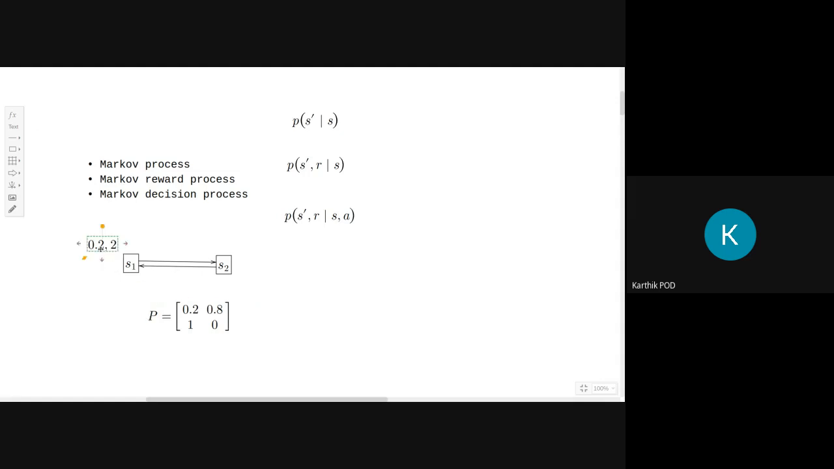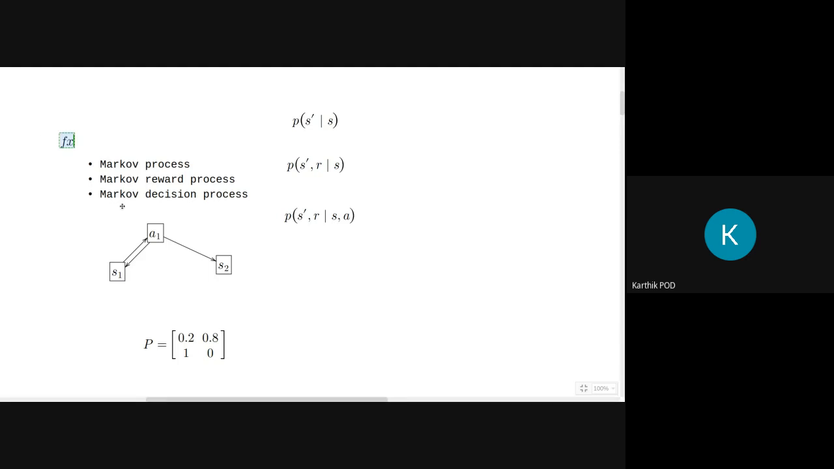When will this become an MDP? It will become an MDP when you don't have these direct transitions to states, but instead you have an action, let's say A1. From each state you can perform, say, two actions. So from S1 you perform an action A1 that takes you to S2 or to S1. Along the way you get some reward. I'll just do this for one transition. So S1 to A1, and the environment responds by taking you back to S1, say with probability 0.3, and you get a reward of, say, 3. This corresponds to this transition.